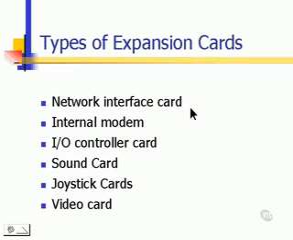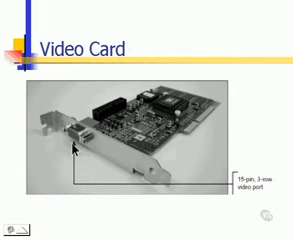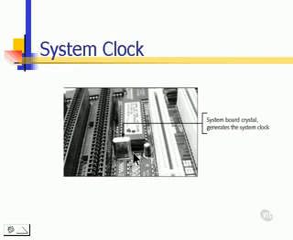Other types of expansion cards include a network interface card, an internal modem, an input-output controller card, for example, for a high-speed hard drive, a joystick card, possibly a video card. You can always tell a video card because it has a 15-pin, 3-row video port, and typically that's the only port that will be on a video card. Now the component that keeps the heartbeat of the computer is the system clock, which is actually a crystal that oscillates, keeping the heartbeat and the timing of all of the components in the computer.